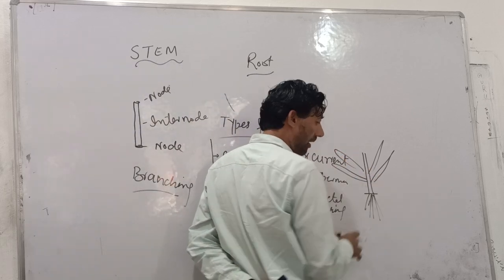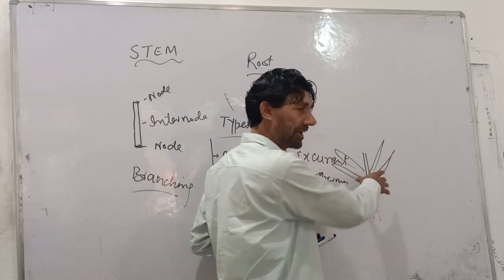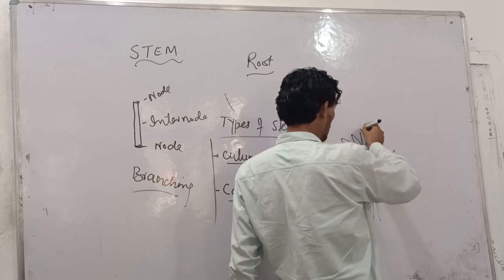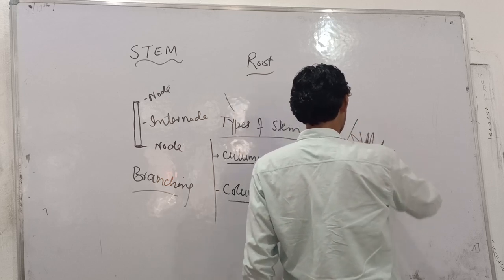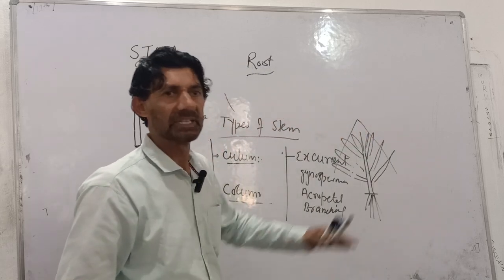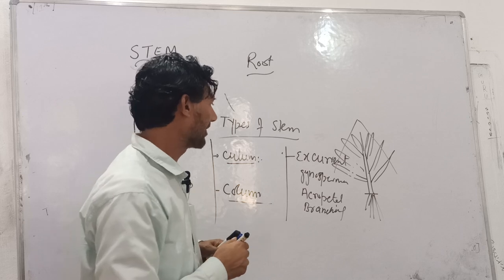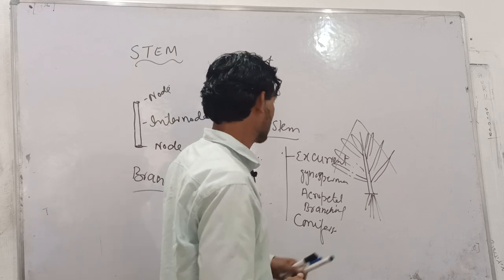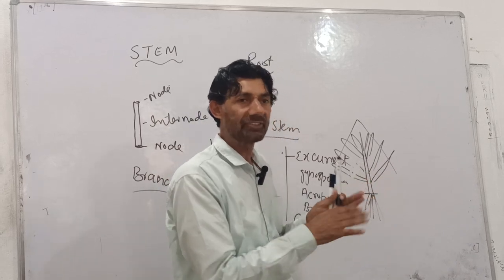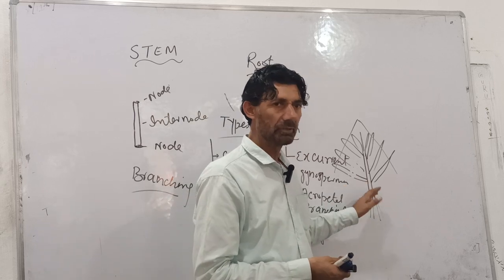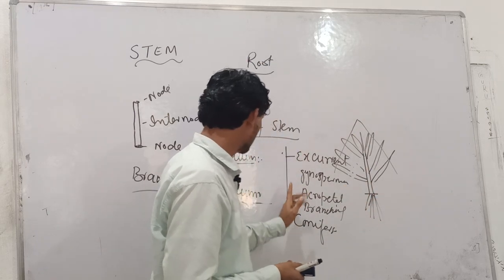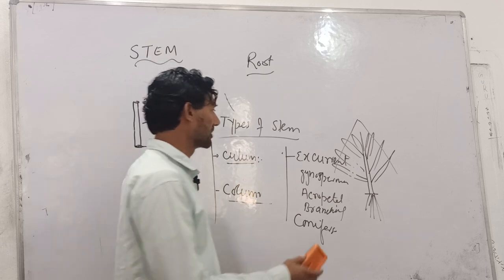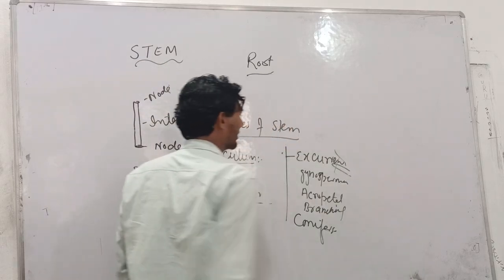That means the long, old branches are at the base and the young ones at the top, giving a cone-shaped appearance. These are called conifers. The branching pattern is acropetal: the old branches are at the base and the young ones at the top. This stem is called an excurrent stem, as in the Pinus tree or other gymnosperms.